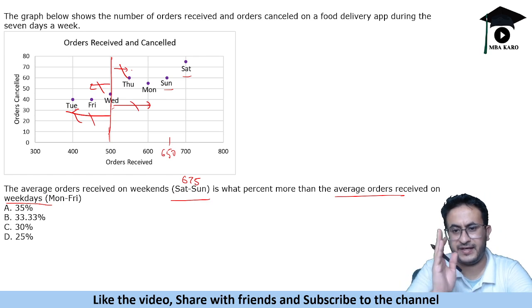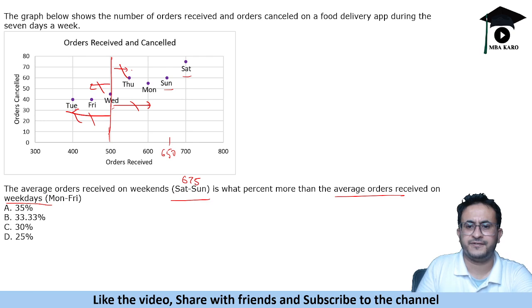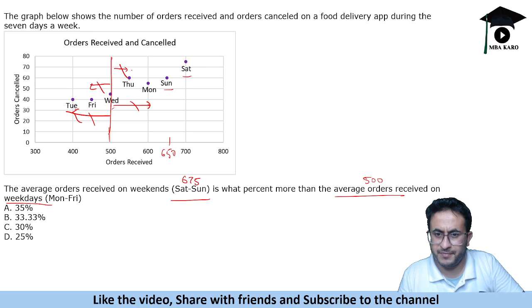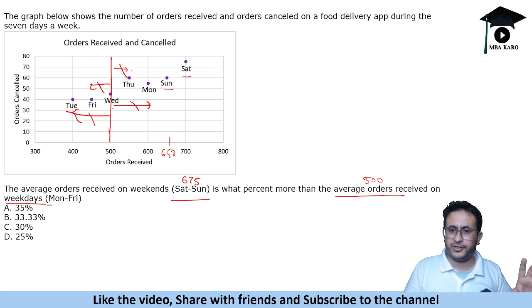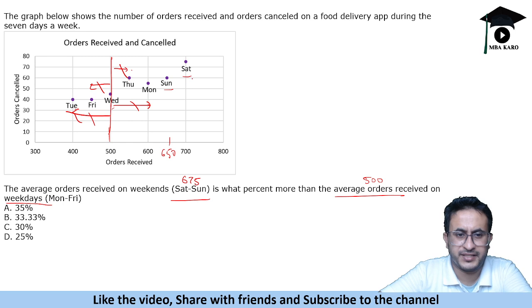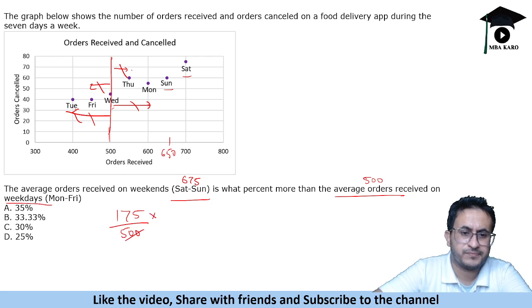So instead of writing the values, by just observing the graph, I can say that the order received on weekdays is 500. This had very simple values, you could manually add and calculate also, but if the values were some difficult numbers, not so round numbers, this will help you in cancelling out and finding a desirable average. So it is 500 and 675, so it is 175 more, and 175 by 500 is 35%.